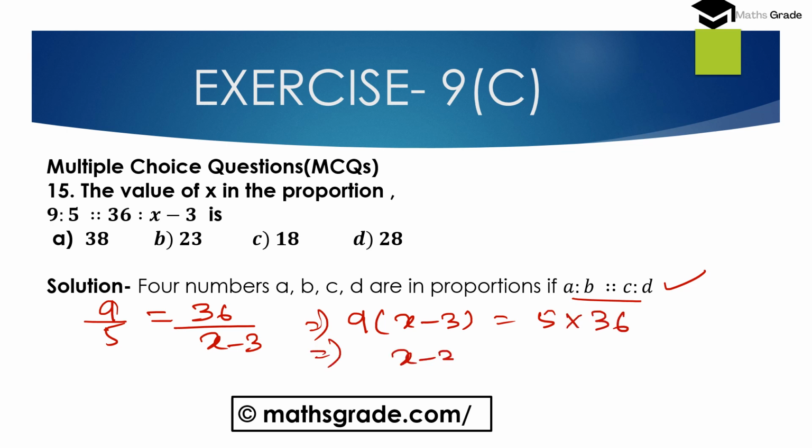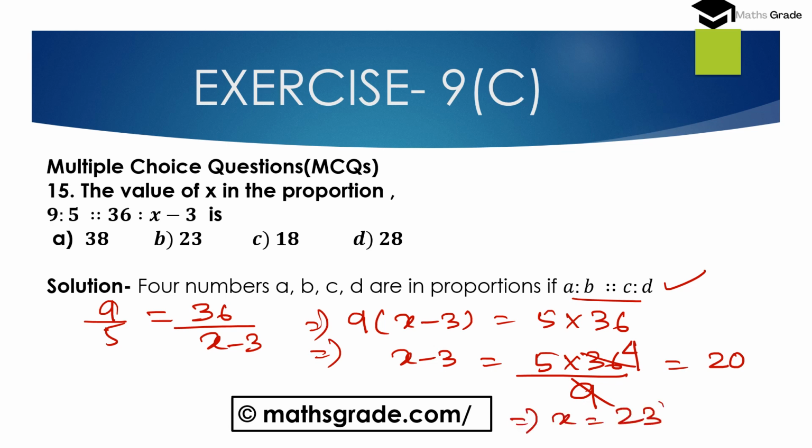Now x minus 3 will be 5 multiplied by 36 divided by 9. Cancelling 9 and 36, 9 fours are 36. 5 multiplied by 4 is 20. Now x minus 3 is 20. So x will be 20 plus 3, that is 23. Option B, 23 is the correct option. So the value of x is 23. Option B.